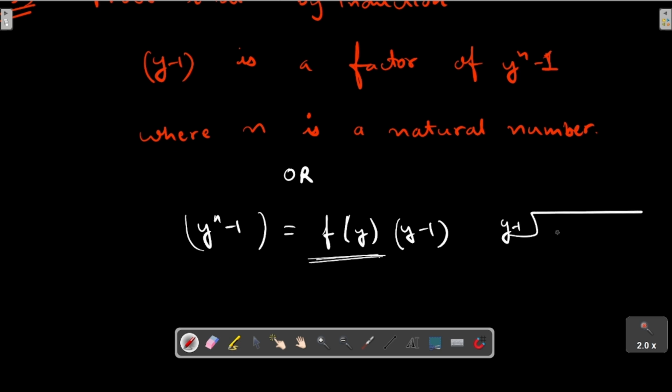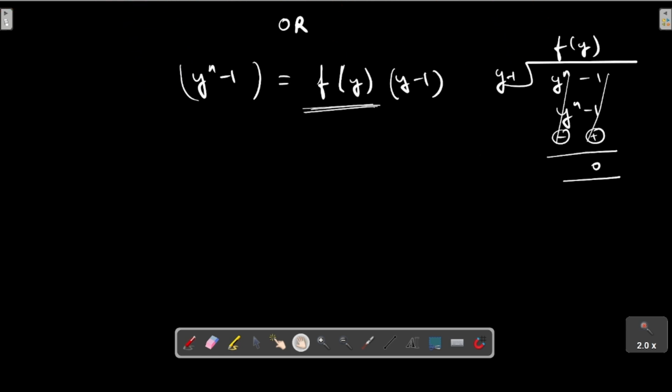Or else you can understand it like this. You have y minus 1, and you have y to the power of n minus 1. If you divide it, this will be the quotient, and here you will get y minus 1. And if you do the division part, this will be gone, this will be gone, and you're left with 0. Okay, so I'm showing you with the polynomial division as well. So let's begin with the proof.